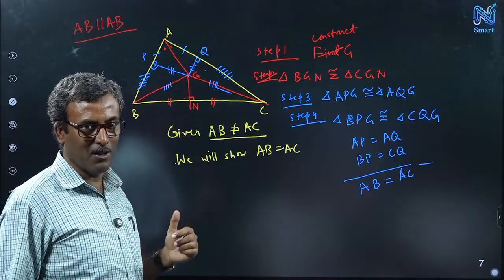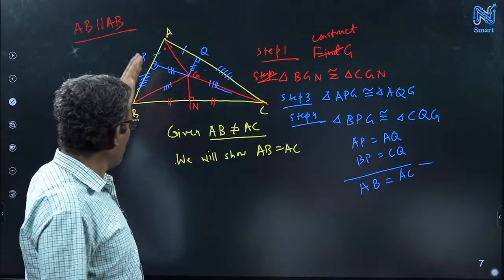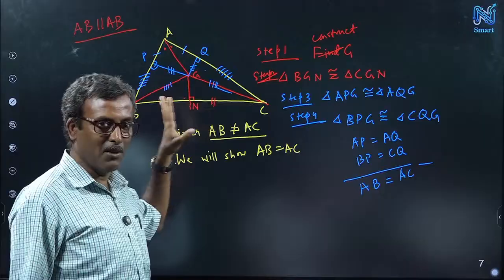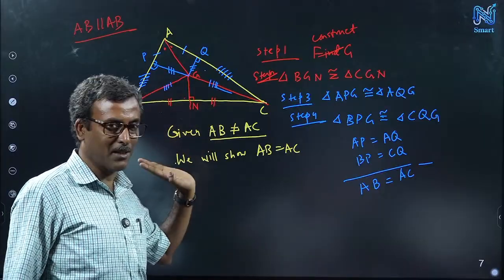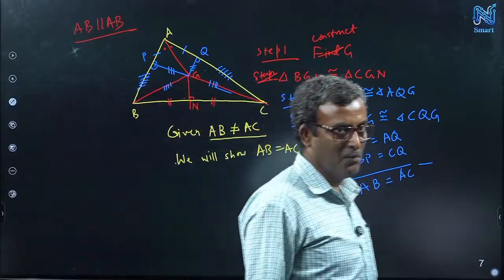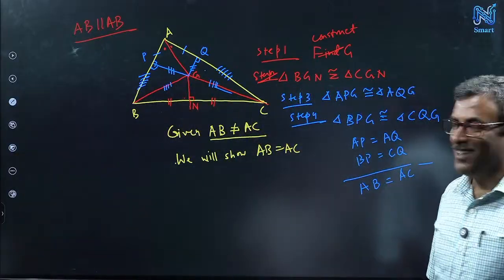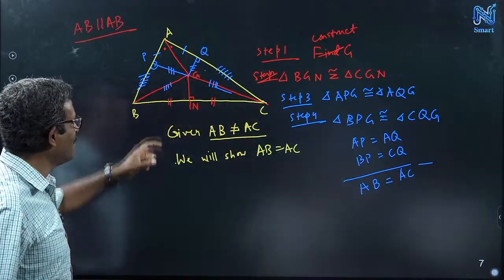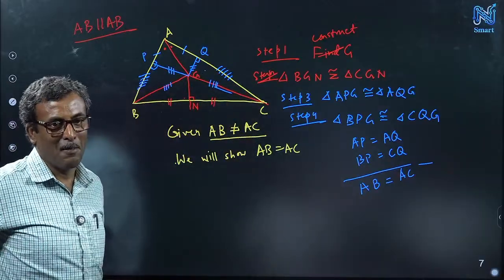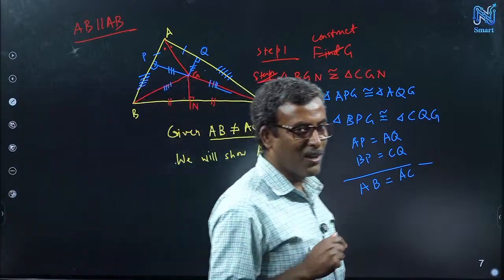No, it's not collinear. I told you. If AB equal to AC, then it is collinear. But if AB is not equal to AC, then G, they intersect. That we can prove. So actually the figure is wrong. This figure is not correct. Actually G will be outside the triangle. Yeah, that is your homework.